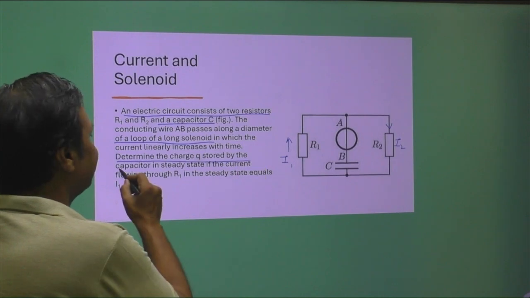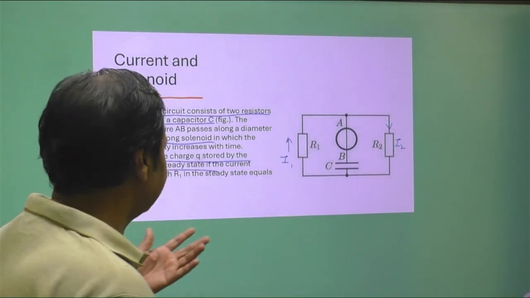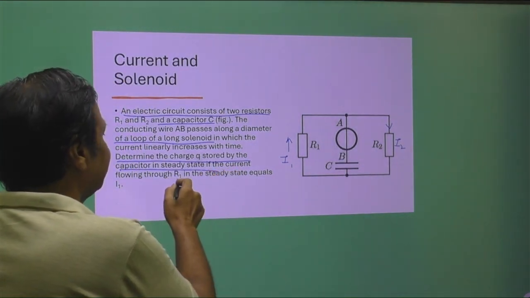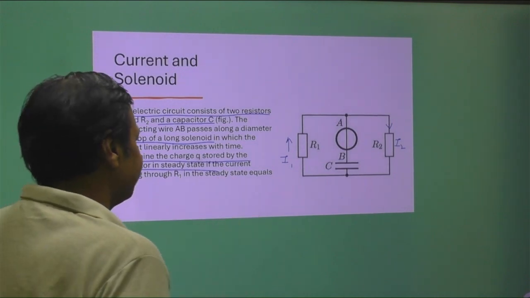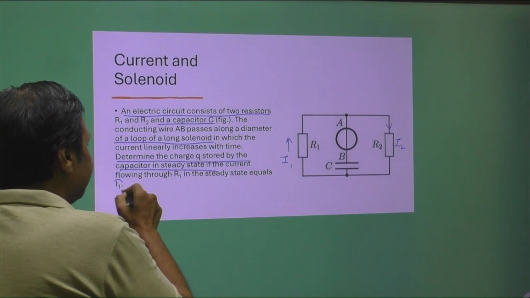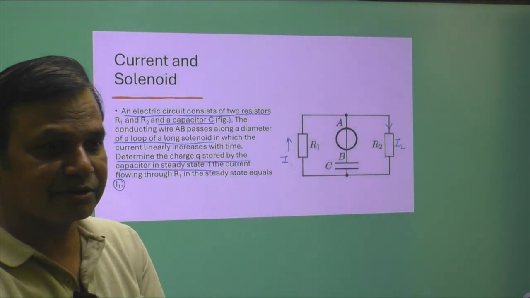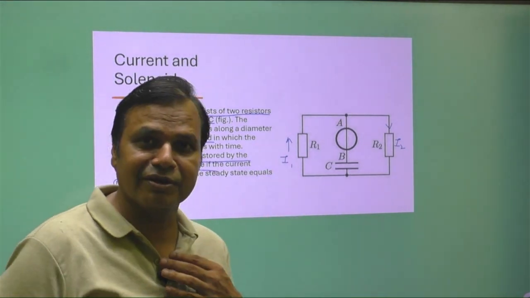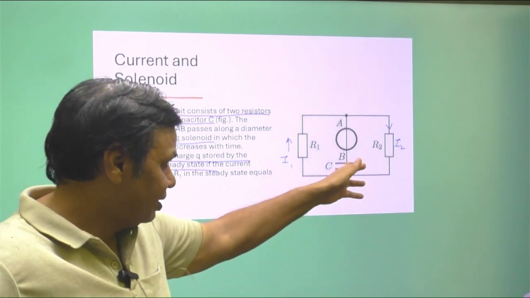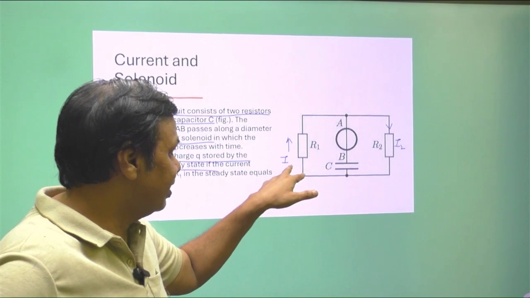So no current is going to flow through it in a steady state. And if the current flowing through R1 in the steady state equals I1, this is the information given. So this is the picture for a steady state. It was given in the problem that in a steady state no current flows through this capacitor, and I1 passes through R1 and I2 through R2.